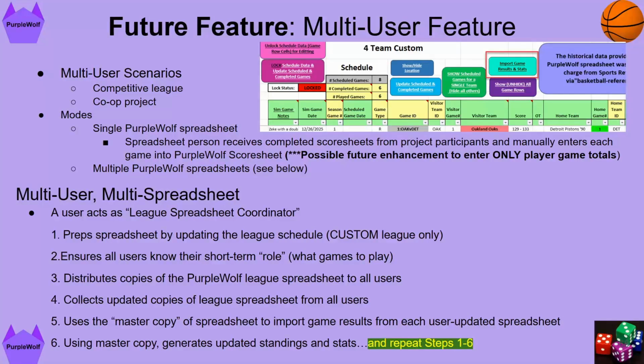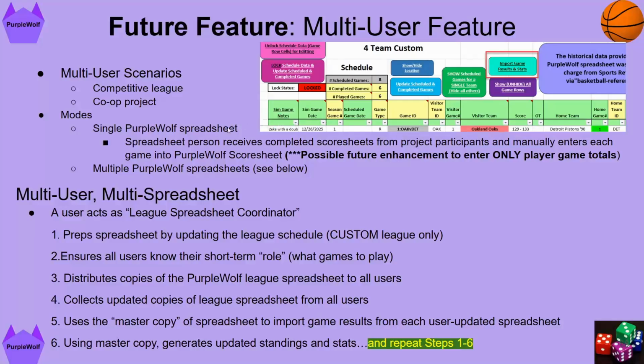The multi-user feature, again, is available, as I said, in Blue Links and Green Fox already. This can be used in a couple different ways, as I list here, as maybe a competitive league or a co-op project. And there's a couple different modes it could be used. The way it gets implemented is this is a picture of a schedule sheet. You can see here there's this import game results and stats. Right now, if you click on it, I think it just says under construction or something like that. But in the future, that will work.